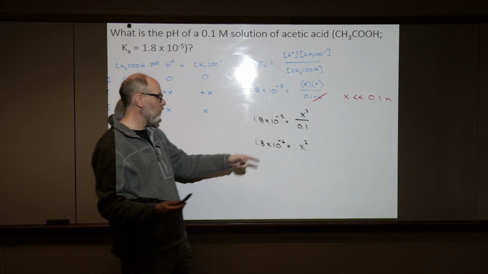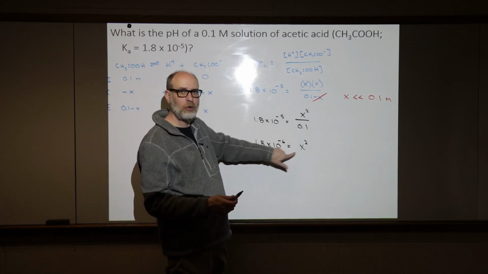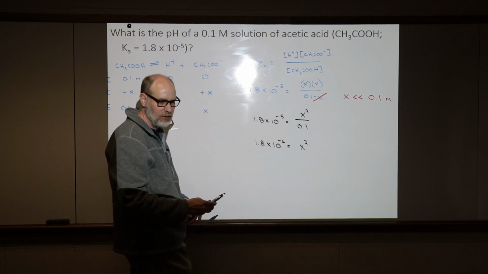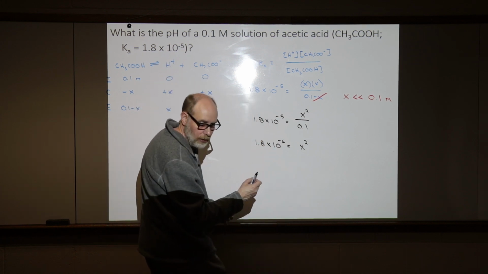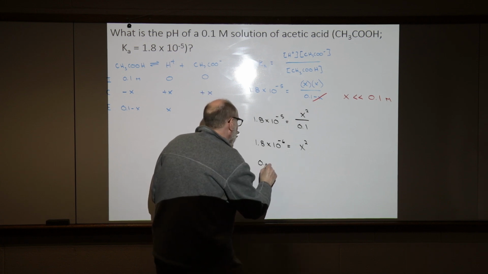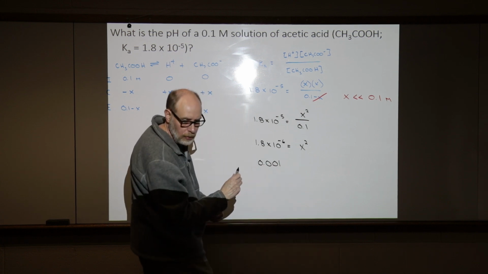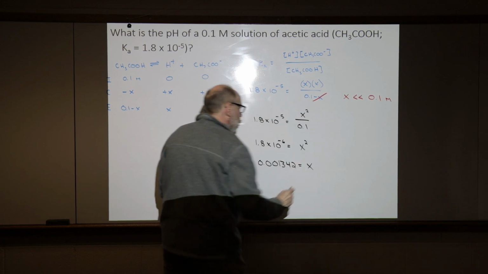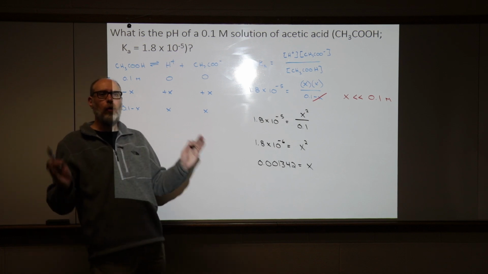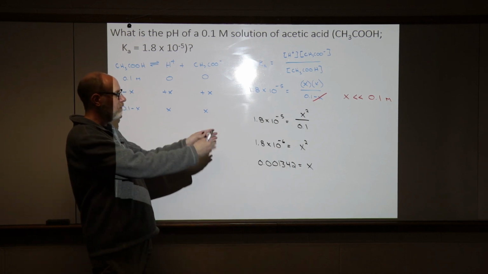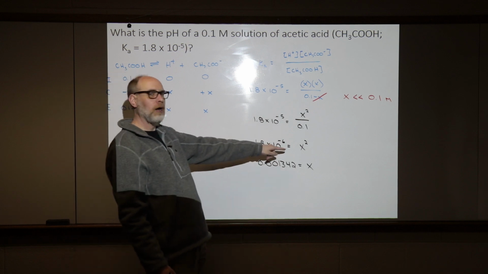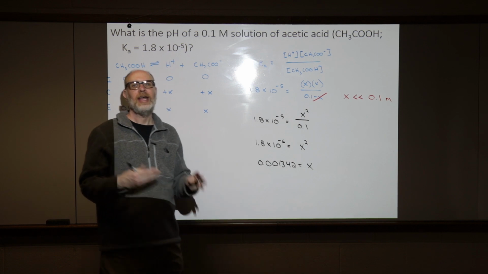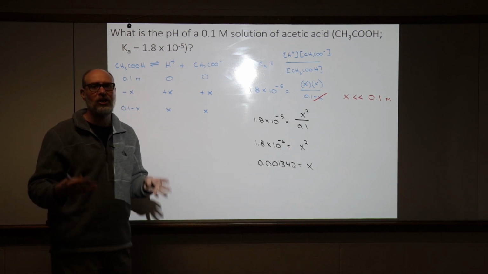Now what do we have to do? If we want to solve for X, we take the square root of both sides. Okay? We want to take the square root of both sides. So we're going to end up with 0.001342 equals X. No quadratic formula. We don't have to solve for any root of a quadratic equation. We just take the square root of both sides. And that makes this problem so much slicker.